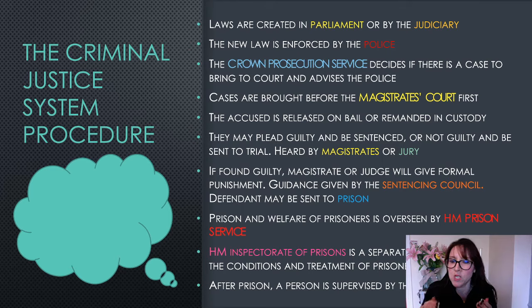And so the ones in colour are the people, the organisations or the agencies, and the order in which things happen. So laws are created in Parliament or by the judiciary. The new law, so if there's no precedent already set, then the judge will make a new one. The new law is then enforced by the police.